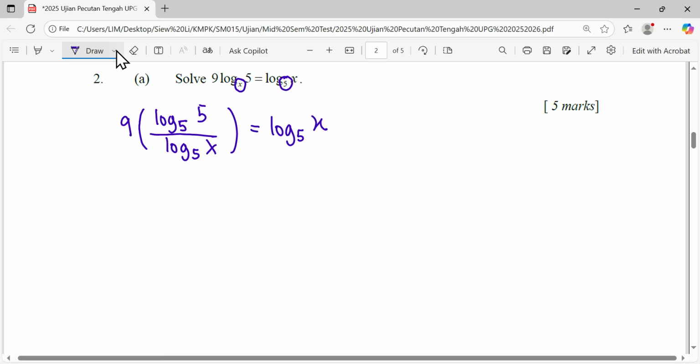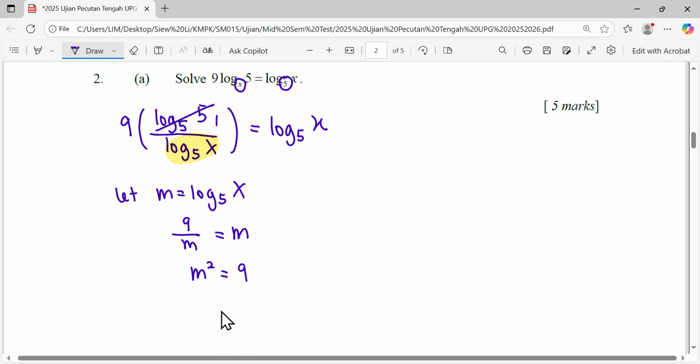So when you have your log terms in division, you can see your log is in division, which means that we cannot simplify anymore. We need to let your log be n. So here log 5 equals 1, it will be 9 over n equals m. And we simplify this equation, we multiply up, m squared equals 9. And this is your quadratic. So m squared minus 9 equals 0. We rearrange and we do factorization.